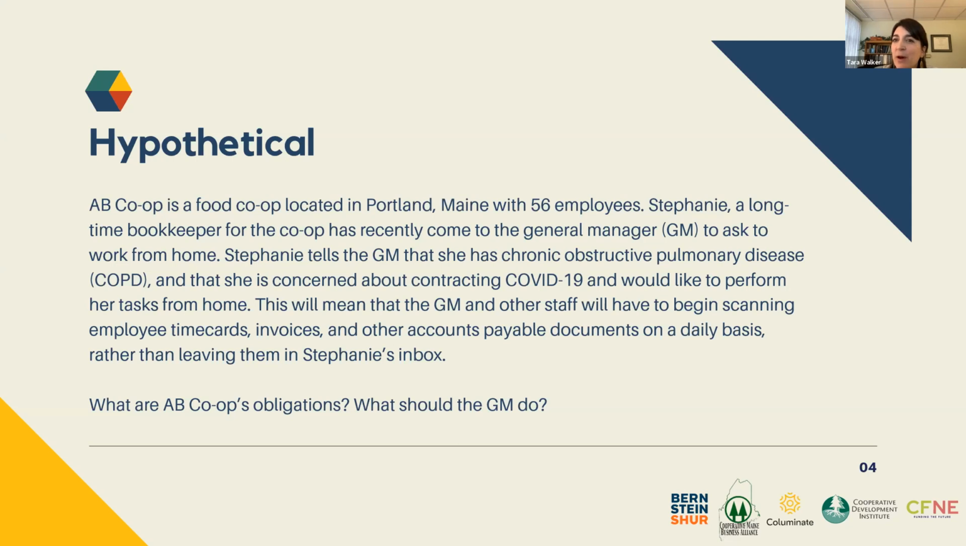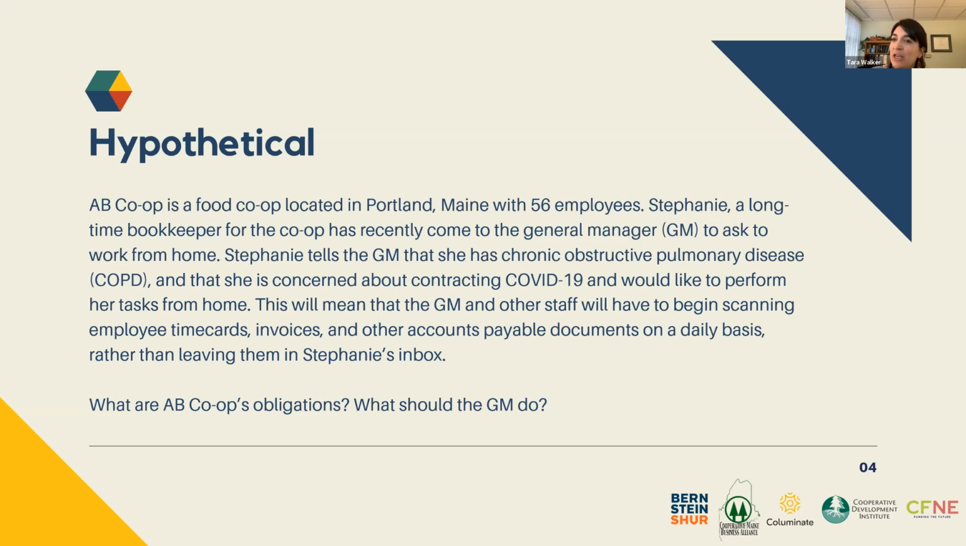AB Co-op is a food co-op located in Portland, Maine, coincidentally where we happen to be, with 56 employees. That will come up later on in this hypo series. Stephanie is a long-term bookkeeper for the co-op, and she's recently come to the general manager, the GM, to ask to work from home. Stephanie tells the GM she has chronic obstructive pulmonary disease, or COPD, and she's concerned about contracting COVID-19. This is a condition that I think is vulnerable to severe complications from COVID-19, so she wants to perform her tasks from home.